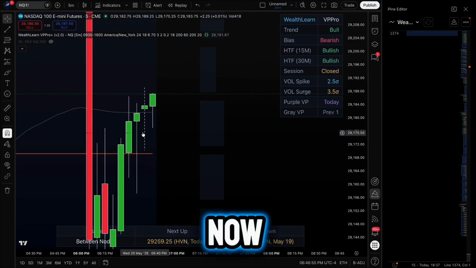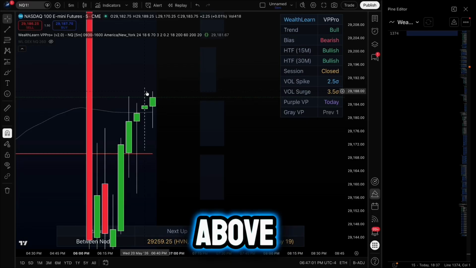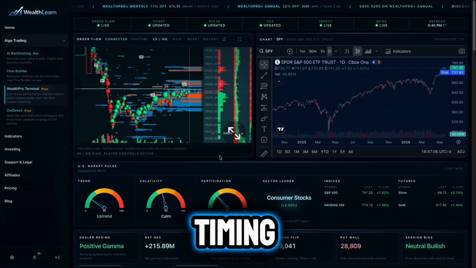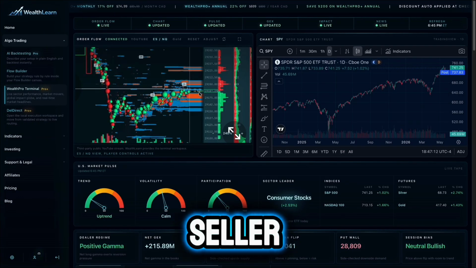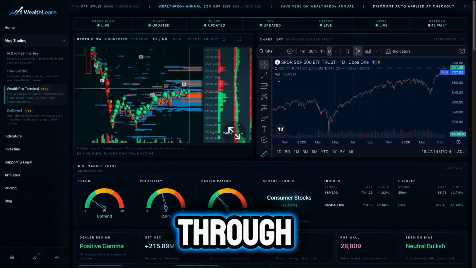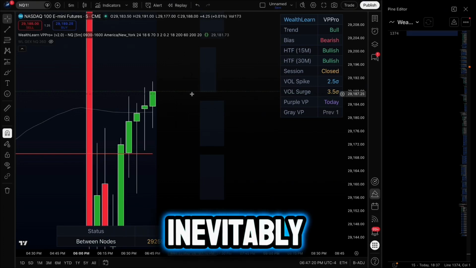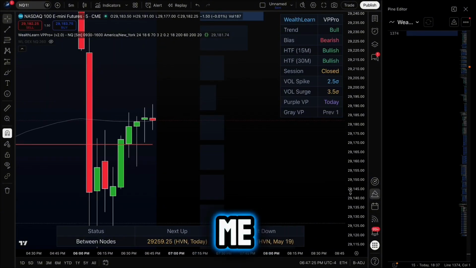If I go back to my chart now, we can see that for the last 5, 10, 15, 20 minutes or so, we haven't been able to break above about 186, so 2 points above. Is this useful for timing an exact entry? Maybe right now, no. But in the event that this passive seller gets completely blown through by the aggressive buyers, or the aggressive buyers get absorbed by the seller, we may inevitably see a massive price shock that we could climb in on, targeting the next node logically, which brings me into the next section.